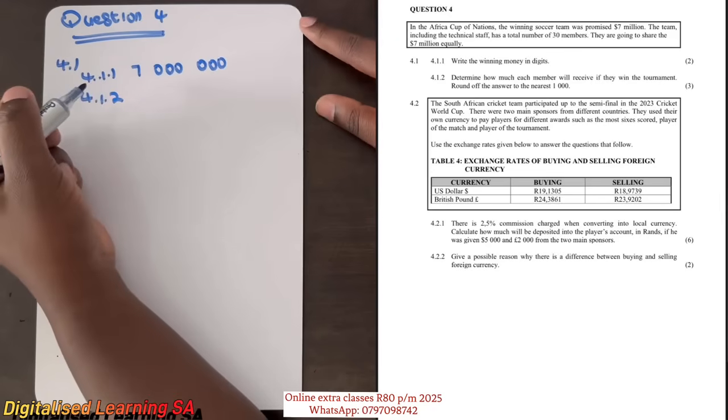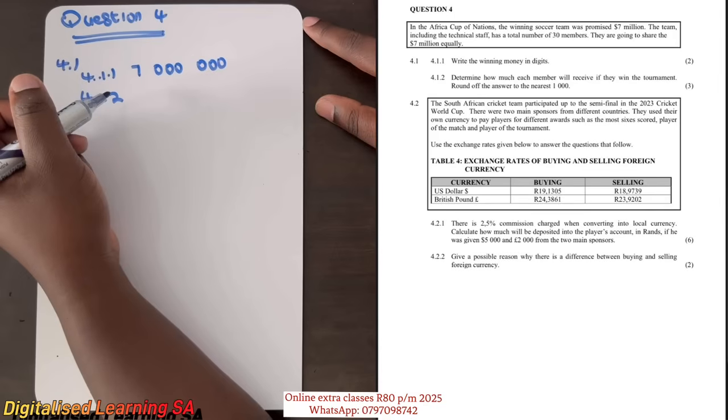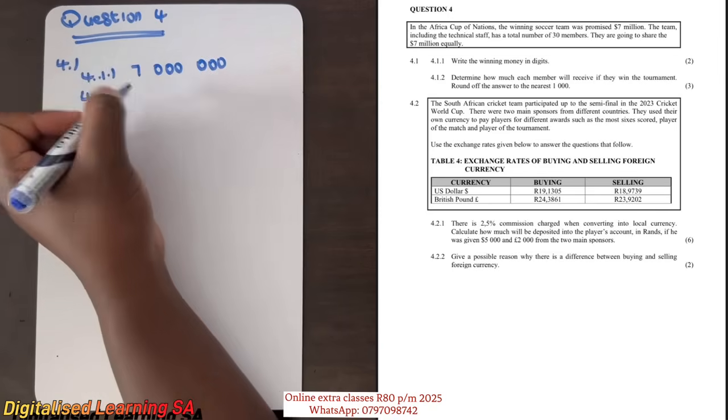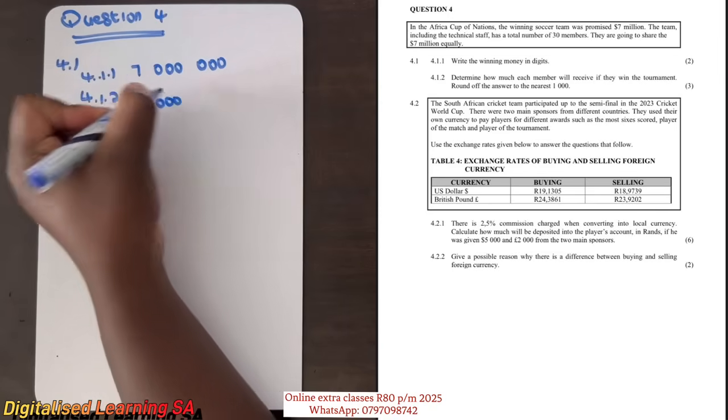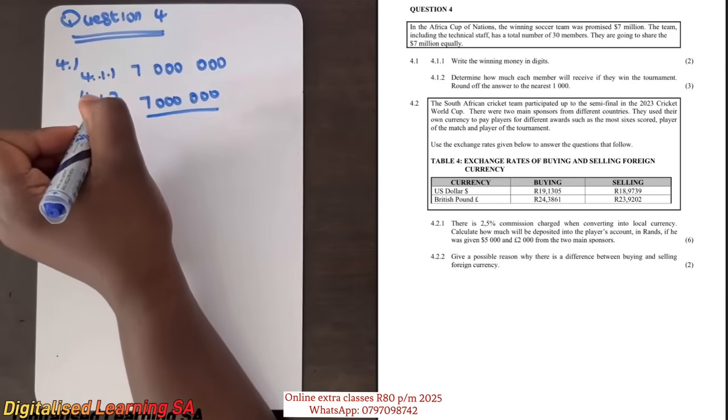So question 4.1.2 says that determine how much each member will receive if they win the tournament. And then we are told to round off the answer to the nearest 1,000. Okay, so what we are going to do here is that we are going to come and say 7 million. Remember that there are 30 staff members, so we are going to say 30.